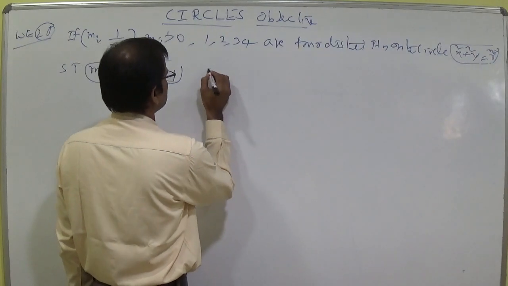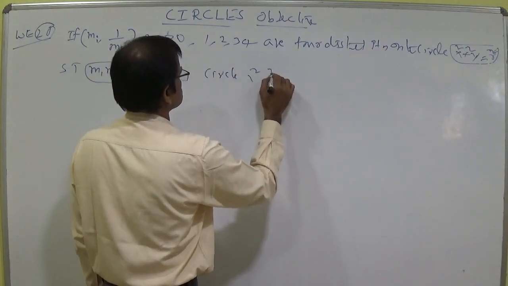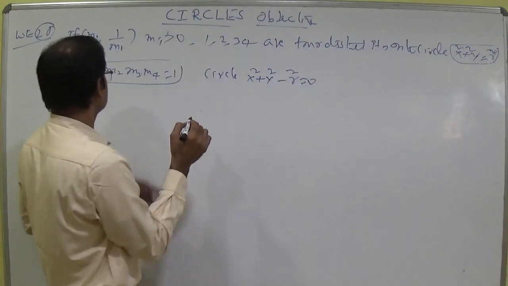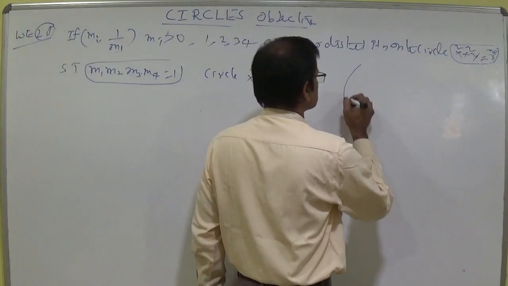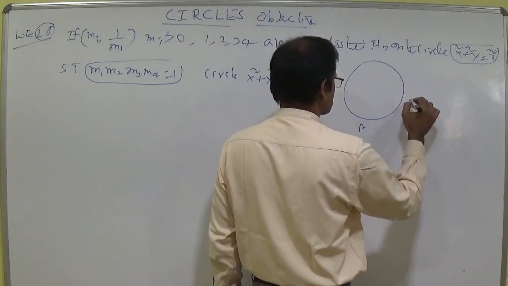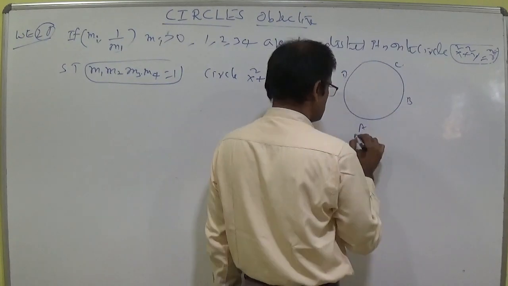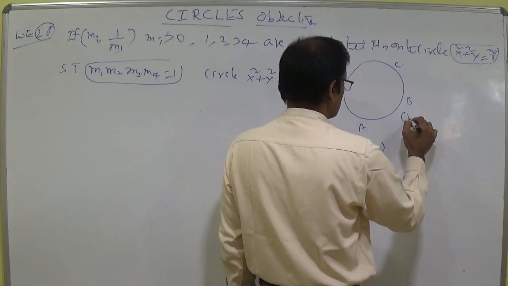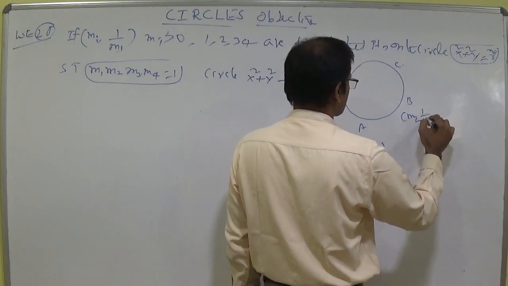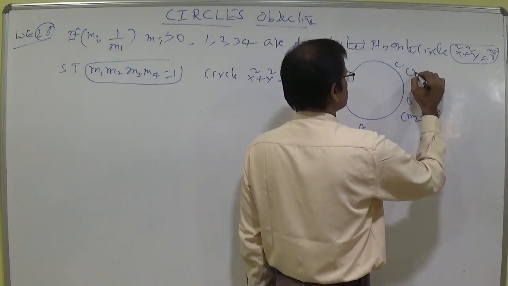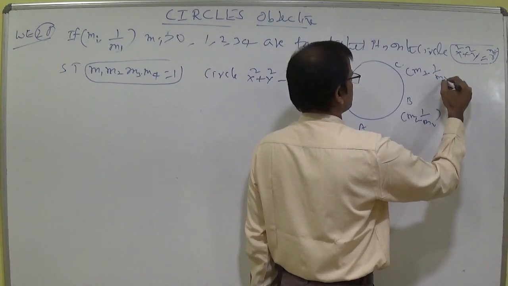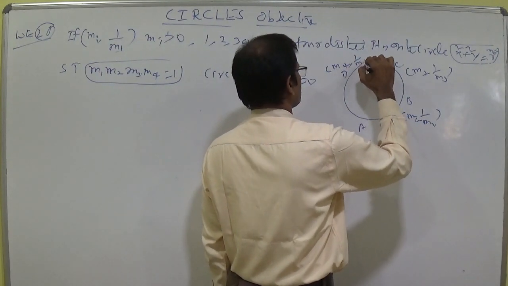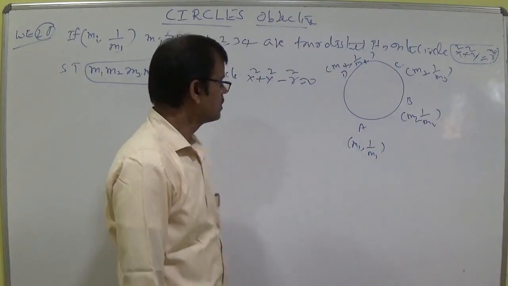Now let us discuss the circle x square plus y square minus r square equal to 0. Since 4 distinct points lie on the circle, this is A, this is B, this is C, this is D. At A we write (m1, 1/m1), at B (m2, 1/m2), at C (m3, 1/m3), at D (m4, 1/m4). These are the 4 points on the same circle.